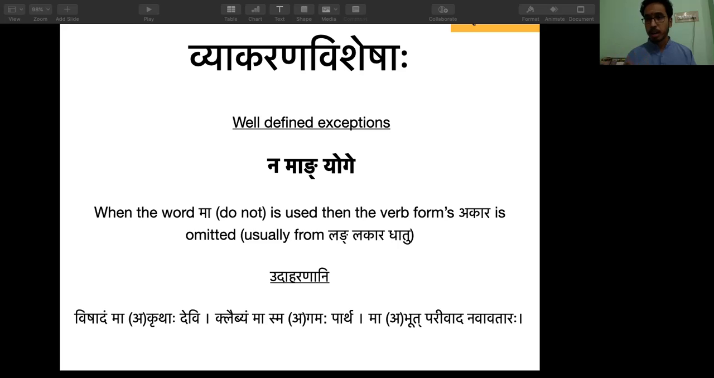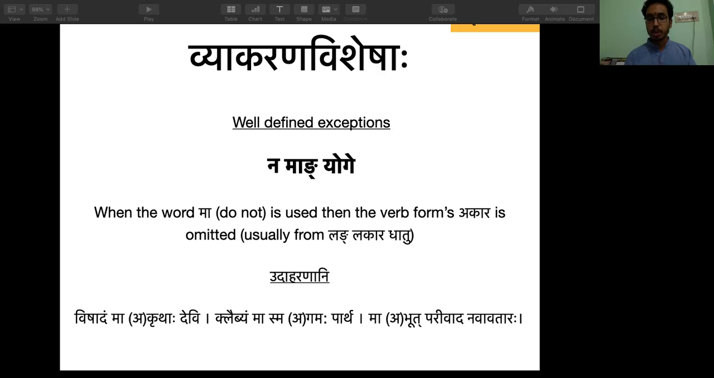For example, asmi. All these also will have an a, but mainly Lang Lakara which have an akara coming in front of that kriyapada: akarot, apathat, alikhat, etc. When there is a ma involved in that sentence, that akara will be omitted. For example, in Ramodante Sundarakanda, ma vishadam kritha devi. Akrithaha is the word, but because there is ma, that akara will become lopa, that is, it will be omitted, and it will become ma vishadam krithaha devi.